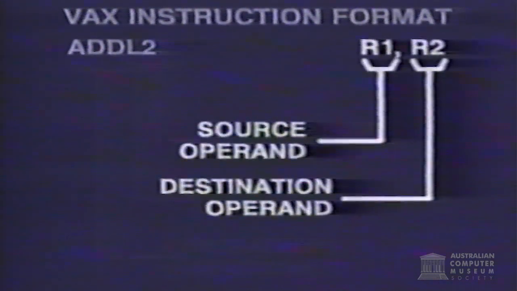On the operand specifier side, R1 and R2 represent the location of the operands. The first operand is called the source operand. The second is the destination operand. R1 and R2 designate 2 of the 16 general registers within the CPU. Let's see how this add instruction works.